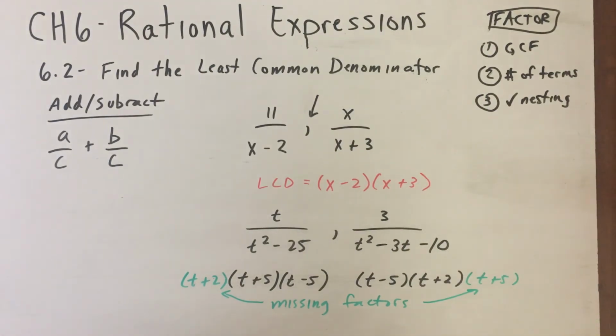But what does this mean? This means that my LCD for these two terms is equal to t plus 5, t minus 5, and t plus 2. This is the LCD. Again, we're not being asked to multiply by missing factors. We're not being asked to do anything. We just want to find the least common denominator. We do that by factoring.